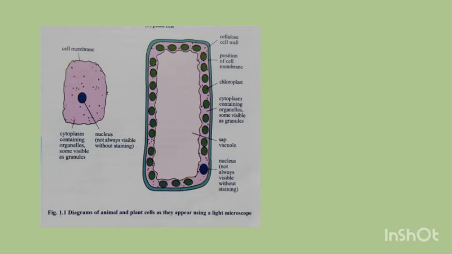The structure of animal and plant cells. Figure 1.1 shows the structure of two different kinds of cells. A. Animal cell: cell membrane, cytoplasm containing organelles, some visible as granules, nucleus not always visible without staining. B. Plant cell: cellulose cell wall, position of cell membrane, chloroplast, cytoplasm containing organelles, some visible as granules, sap vacuole, nucleus not always visible without staining.